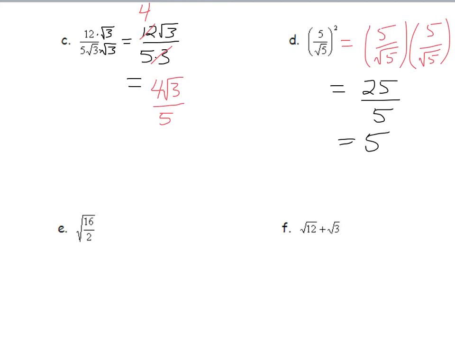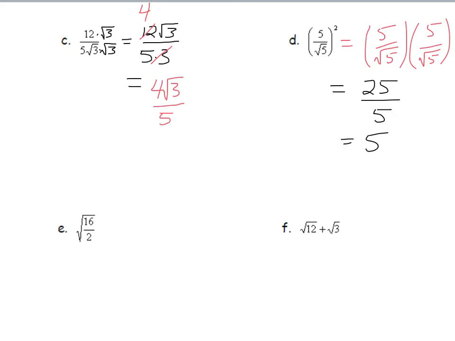So, simplifying, we end up getting 5. Hopefully you noticed in this example, square root of 5 times square root of 5 gave me a 5. And the other one, square root of 3 times the square root of 3 gave me a 3. Anytime you take the square root of a quantity times itself, the radicand is what you get in the end.